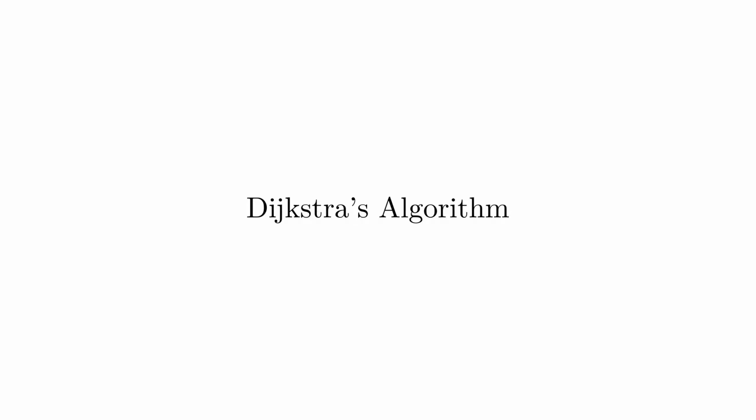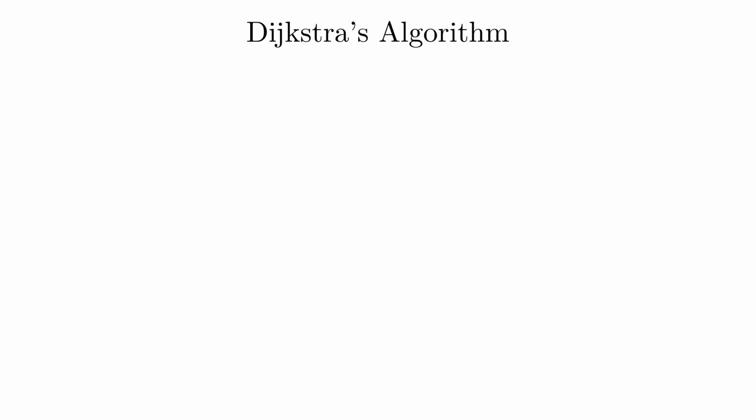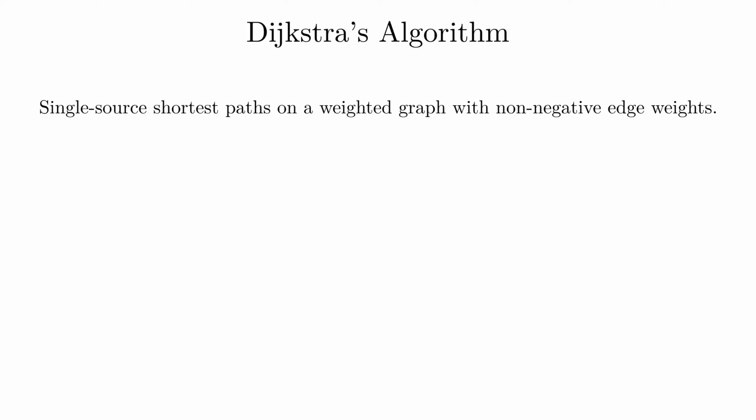Let us explore Dijkstra's algorithm, the classic method for finding shortest paths. Dijkstra's algorithm solves the single-source shortest path problem on a weighted graph whose edge weights are all non-negative. That single sentence contains nearly the entire contract of the algorithm.